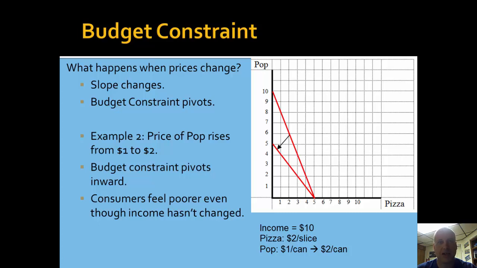What the x-axis intercept tells us is how much pizza we can afford. But then we see when the price of pop goes up, the y-axis, the vertical axis intercept changes. We used to be able to afford 10 cans of pop if we spent all of our money on pop, but now at $2 a can, we can only afford 5 cans of pop. So what we get is an inward rotation of the budget constraint, and it pivots around the good that stayed at the same price. In this case, consumers feel poorer even though their income hasn't changed. Their money doesn't go as far because the price of goods that they purchase has risen.